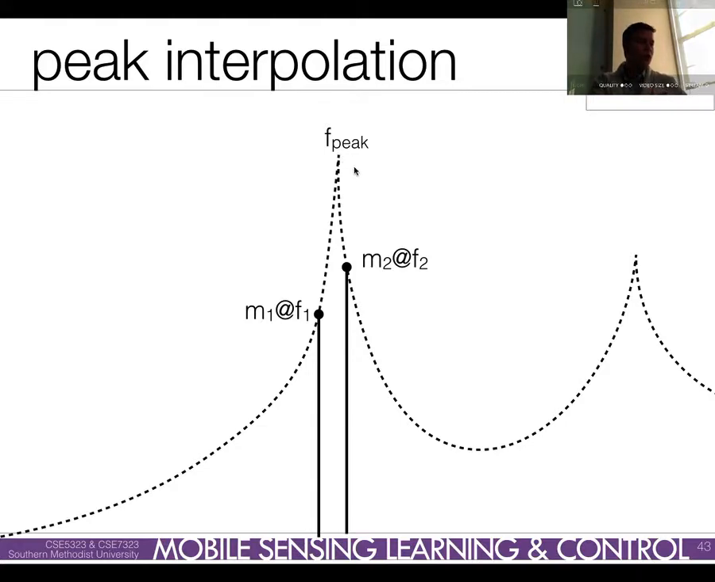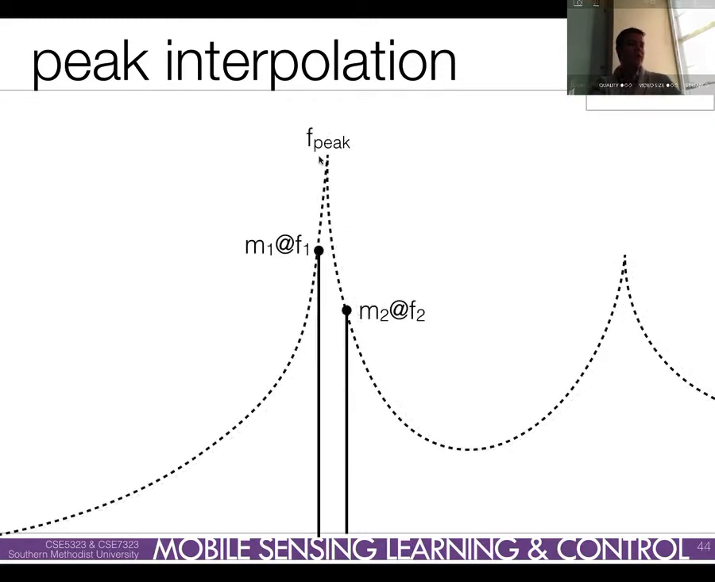right? So when the peak is closer to this frequency bin, that's going to be magnitude 2 at frequency 2, right? Here's the magnitude 1 at frequency 1. If the peak is closer to the other one, say over here, I'm going to get magnitude 1 at frequency 1, magnitude 2 at frequency 2. How might I use this to interpolate the frequency value in between? First, we need to decide that it's a local maximum.